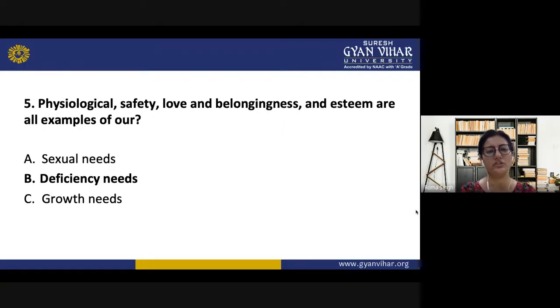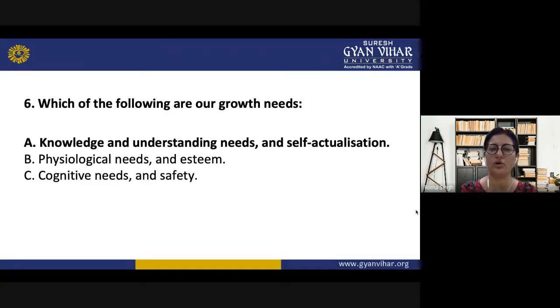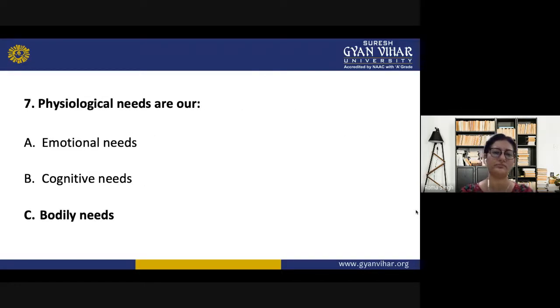The next question is, physiological, safety, love and belongingness, and esteem are all examples of our? The options are sexual needs, deficiency needs, or growth needs. And the correct answer is deficiency needs. Which of the following are growth needs? The options are knowledge and understanding needs and self-actualization, physiological needs and esteem, cognitive needs and safety. The correct answer is knowledge and understanding needs and self-actualization. These are the needs which will lead to our growth. The next question is, physiological needs are? The options are emotional needs, cognitive needs, or bodily needs. So these are our bodily needs.